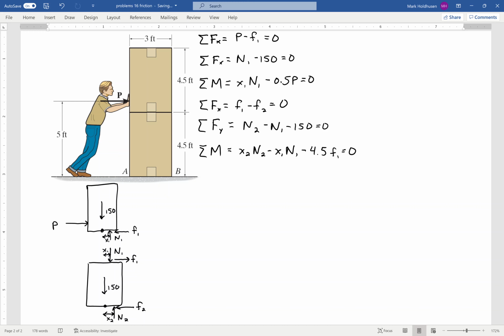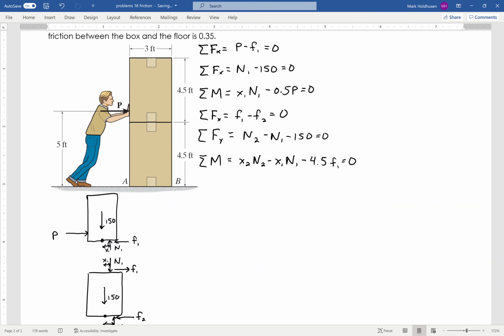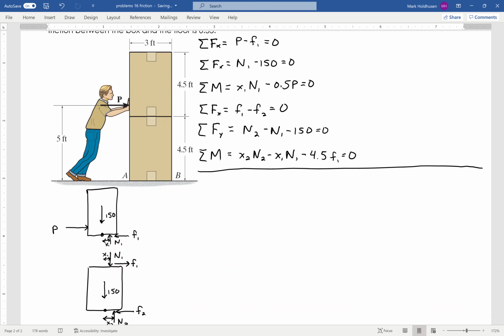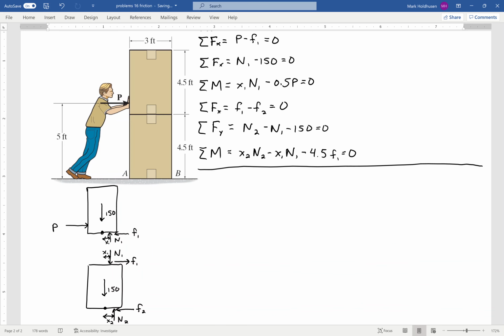Now, what I want to do is set aside these equations. These equations above this line pertain to everything. Regardless of how the motion occurs, these equations hold true, okay? Regardless of what's going on with friction. So let's go through and talk about a few things. From this equation, I learned that P equals F1. From this equation, I learned N1 equals 150, okay?